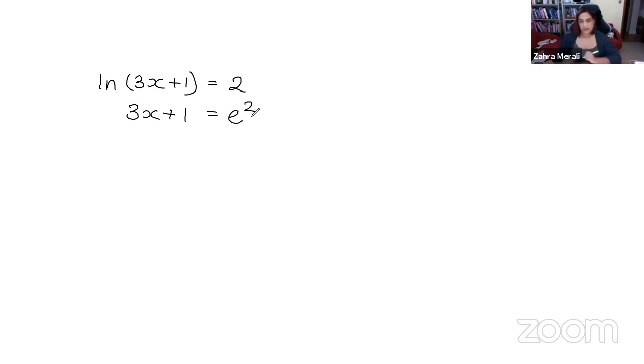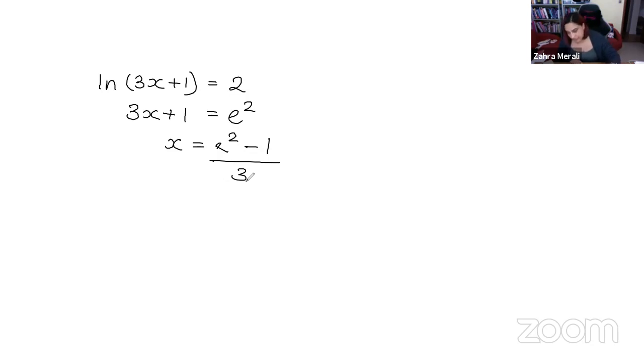So if you've got ln(3x + 1) = 2, to get rid of the ln, I e it. So I get 3x + 1 = e squared. When you do e, it becomes a power. So x would be e squared, bring the 1 over, divide by 3.